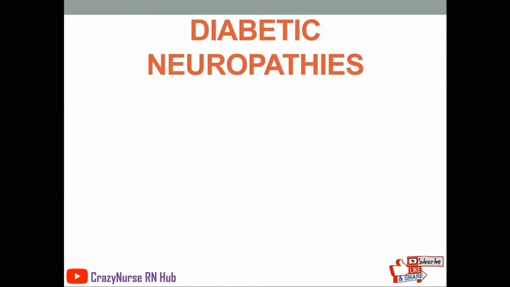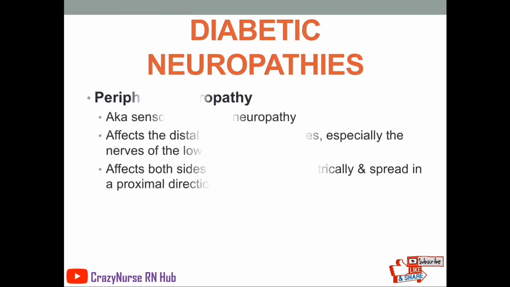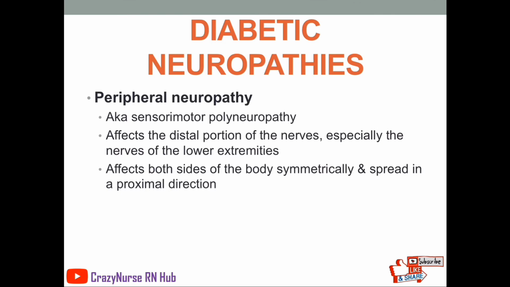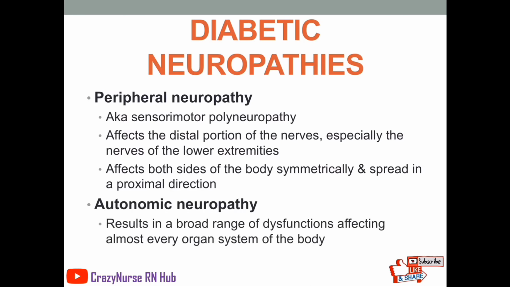Now let's proceed to diabetic neuropathies. We have peripheral neuropathy, also known as sensory motor polyneuropathy. It affects the distal portion of the nerves, especially the nerves of the lower extremities, and it affects both sides of the body symmetrically and spreads in a proximal direction. We also have autonomic neuropathy. It results in a broad change of these functions affecting almost every organ system of the body.